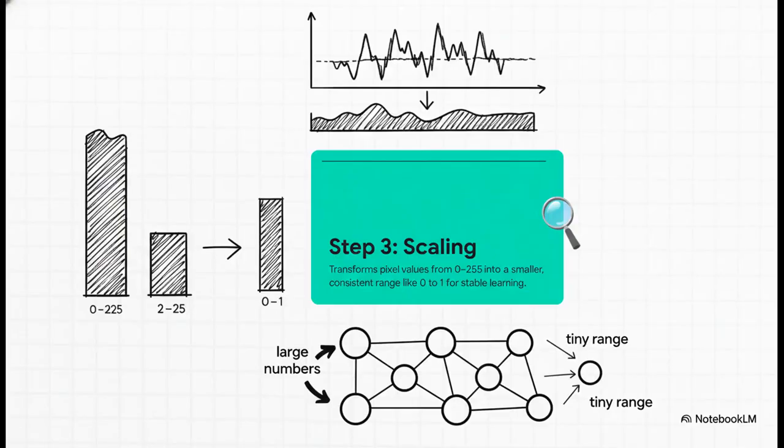Okay, next up is scaling, which you'll also hear called normalization. Here's the deal. Neural networks can get a bit unstable when they're trying to learn from big, varied numbers, like pixel values that go all the way from 0 to 255. So to help them out, we scale everything down into a nice, small, consistent range. It sounds simple, but this step can make a huge difference in the model's performance.